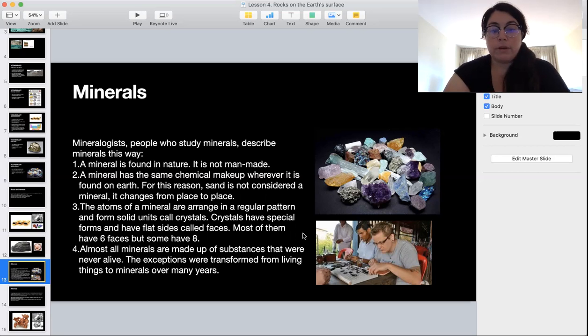Another point is that atoms of a mineral are arranged in a regular pattern and form solid units called crystals, okay? So minerals make up crystals. Crystals have special forms and usually they have flat sides called faces. Most of them have 6 faces, but some can have even 8 faces, okay? And another point is that almost all minerals are made up of substances that were never alive. Some are exceptions, but they have to be things that went from living things to minerals many, many, many years ago, okay?